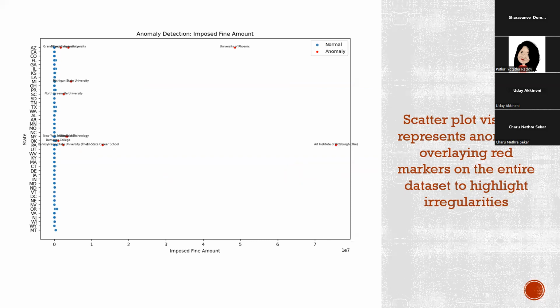Universities named University of Phoenix and the Art Institute of Pittsburgh deviate highly from our dataset. These anomalies are not considered as outliers in our model building, but this implies that these specific schools need special attention in terms of regular monitoring. That is it with the first hypothesis, and I will hand over to Shravani for the next hypothesis.